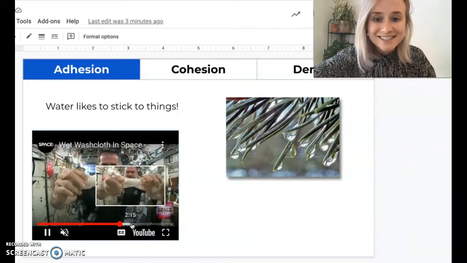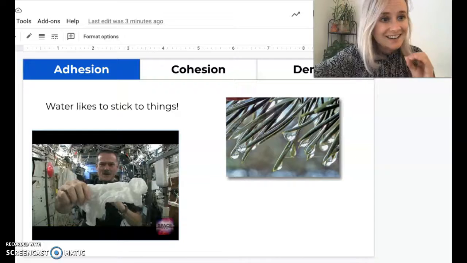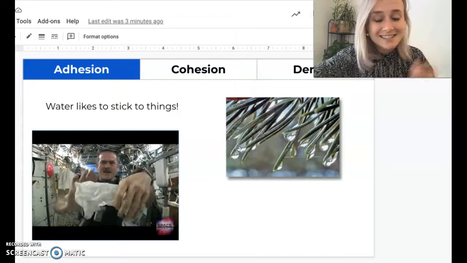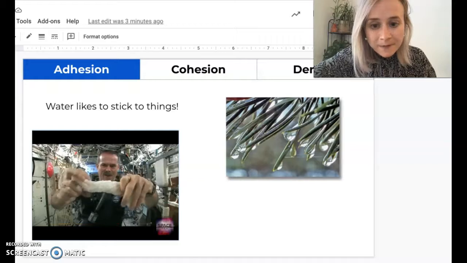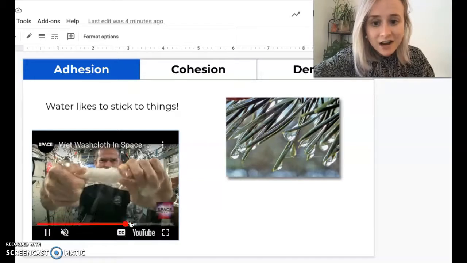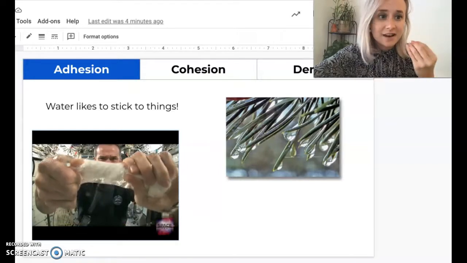It actually sticks really nicely to it. You can see its adhesion. Watch that. Super adhesive. So it's not going to fly out. It has a tendency to want to stick to other things.